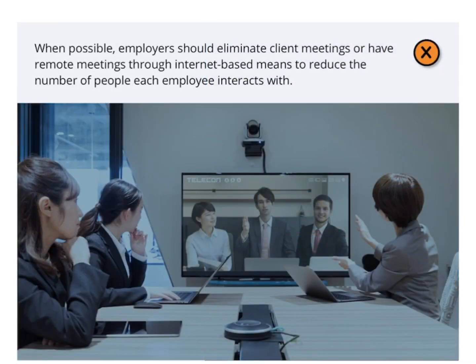When possible, employers should eliminate client meetings or have remote meetings through internet-based means to reduce the number of people each employee interacts with.